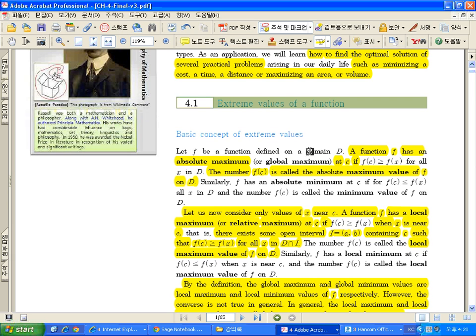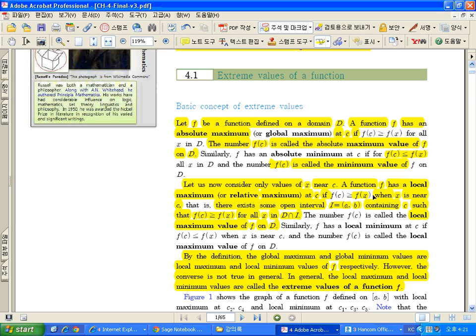Let f be a function defined on D, and this function f has an absolute maximum at c if f of c is always greater than or equal to f of x for all x in D. Okay, so this number f of c is called the absolute maximum value of f on D. Absolute minimum at c can be defined in a similar way. That is, if f of c is less than or equal to f of x for all x in D, then this f of c is called the absolute minimum value of f on D.